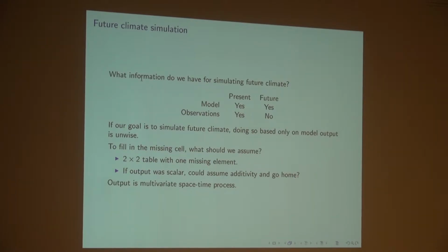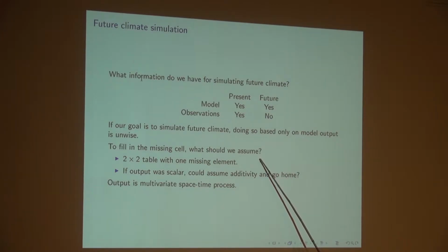So I want to talk about some specific things, but I also want to talk about some general principles. So how should we do future climate simulation? Well, what information do we have about it? Of course, we have our theory, which is important, but I'm trying to simplify things by just looking at the two things that people most think about that we have for telling us about the climate. We have actual observations, and we have model output. And we have the present and the future.